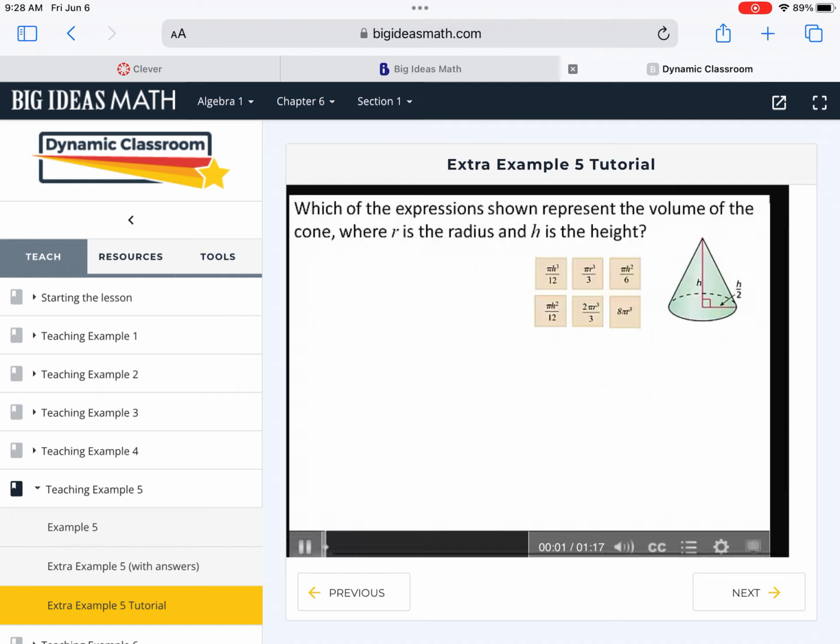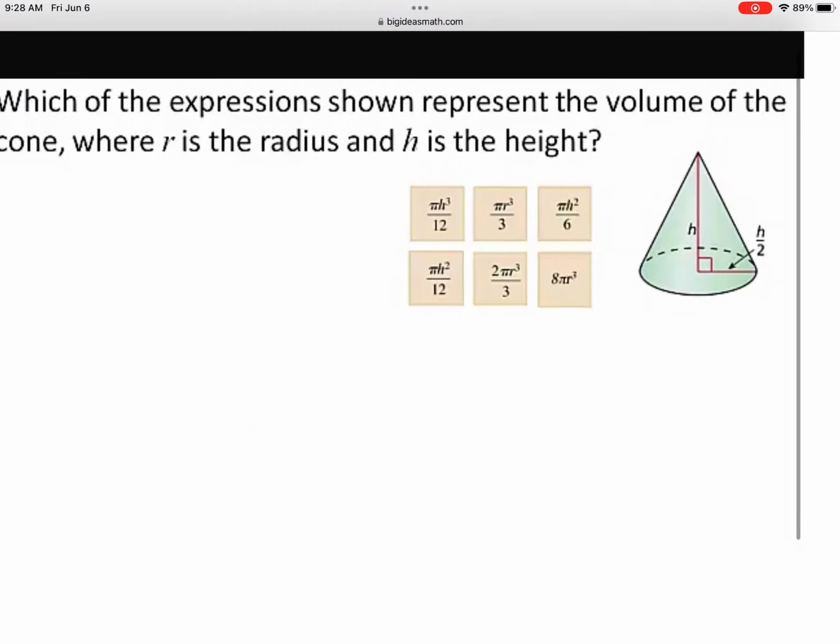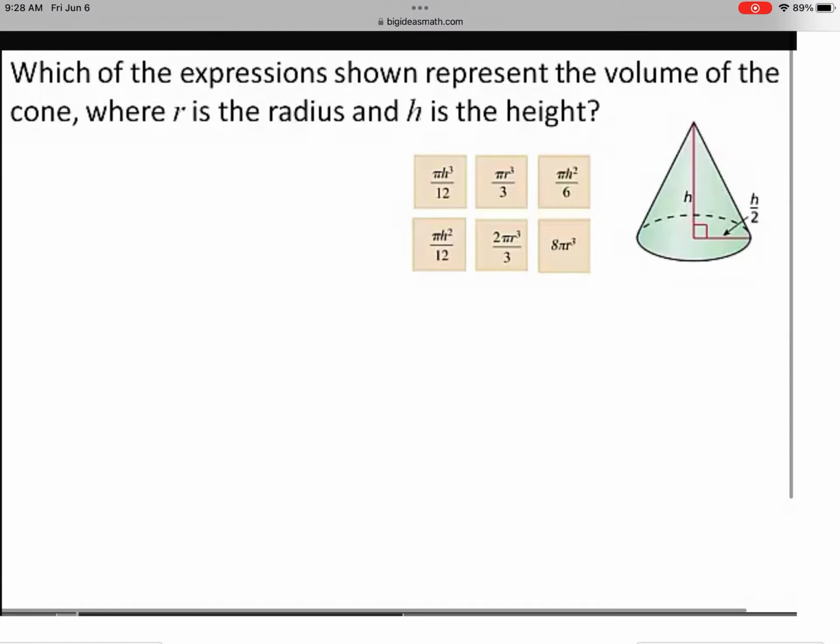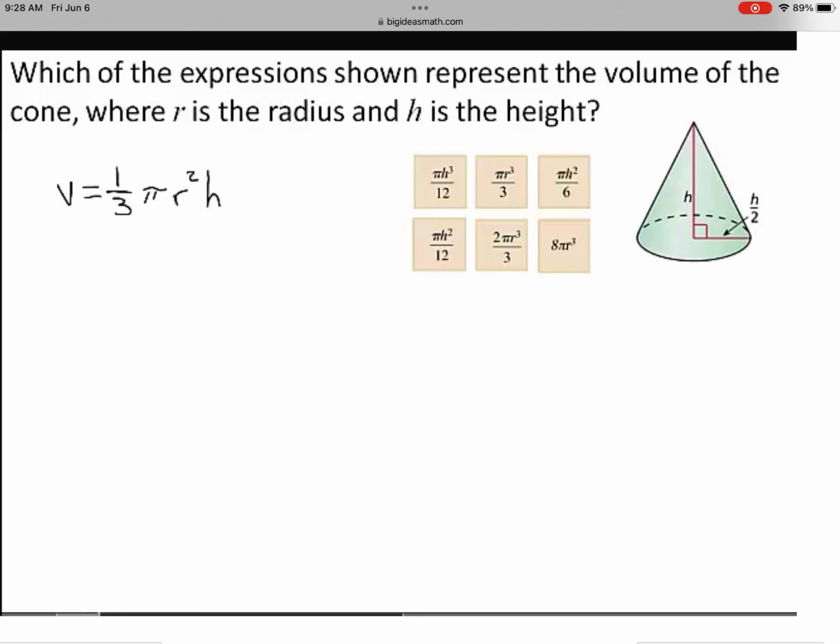Which of the expressions shown represent the volume of the cone, where r is the radius and h is the height? First write the formula for the volume of a cone. The volume V equals 1/3 times pi times r to the second power times h. In the diagram, the radius r equals h divided by 2.